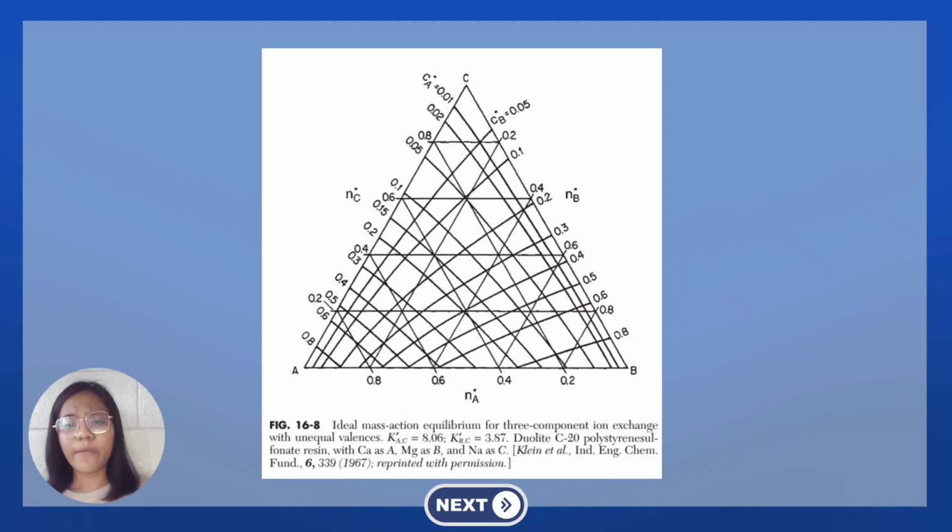To find the equilibrium between solution and resin, first, we must identify the bulk solution composition using the mole fractions. Second, we have to trace the points inside the triangle using the correct scales. Lastly, we have to read across the lines to find the corresponding resin phase composition, where the equilibrium curve intersects.